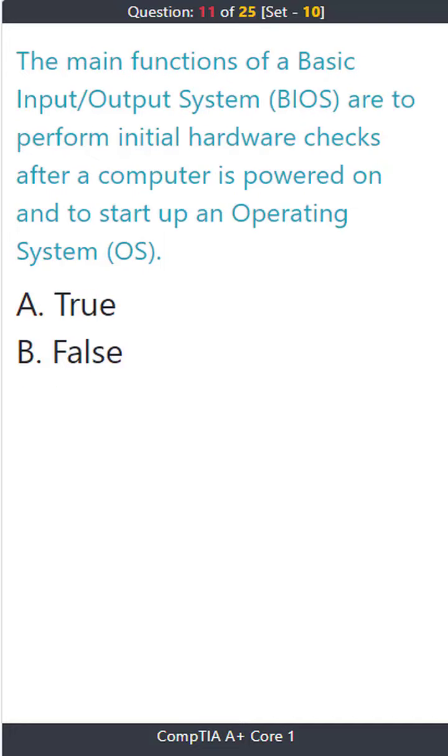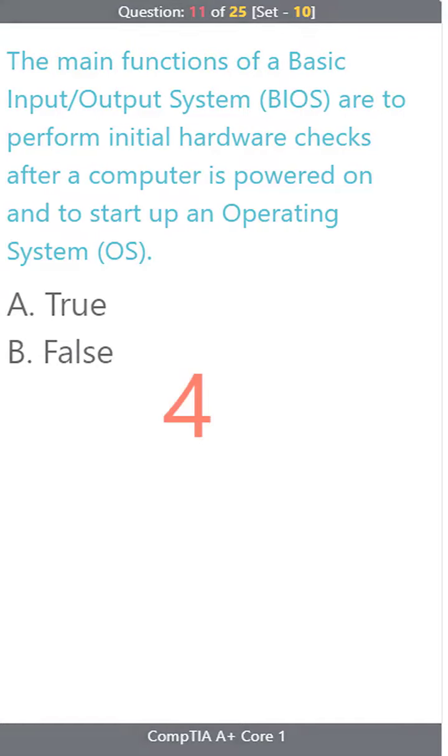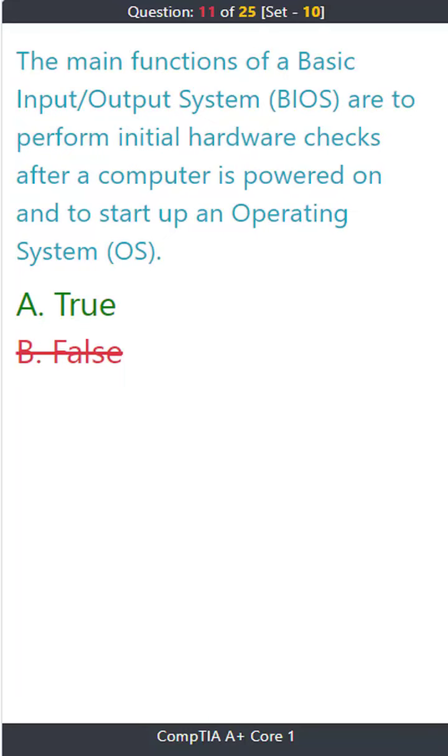Question 11. The main functions of a basic input/output system, BIOS, are to perform initial hardware checks after a computer is powered on and to start up an operating system, OS. A. True. B. False. The correct answer is A. True.